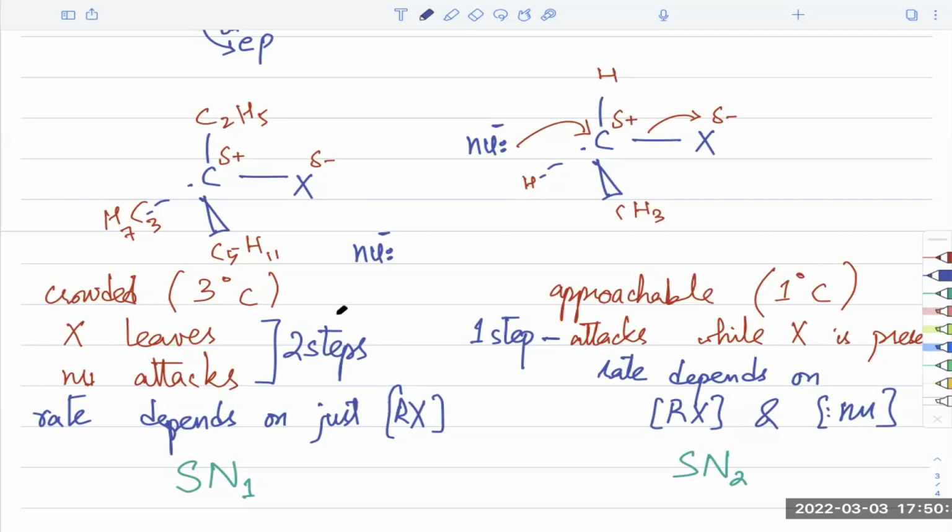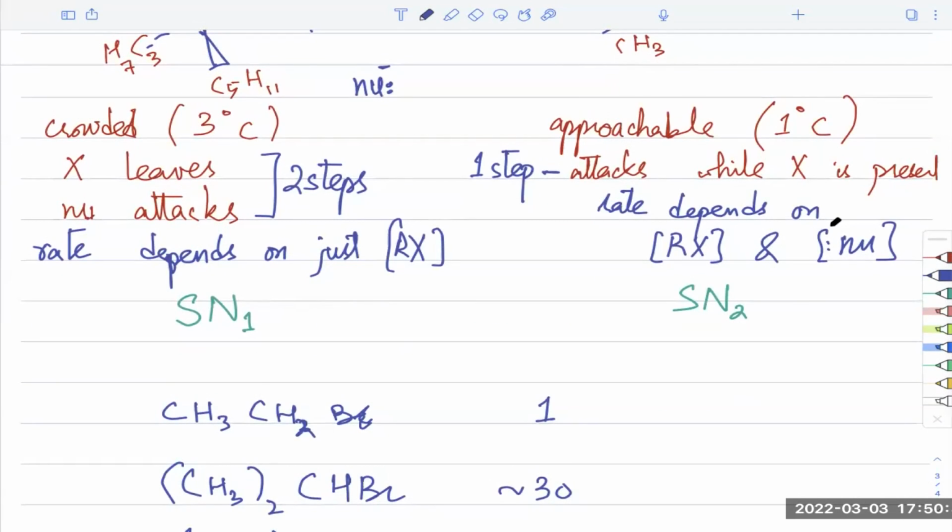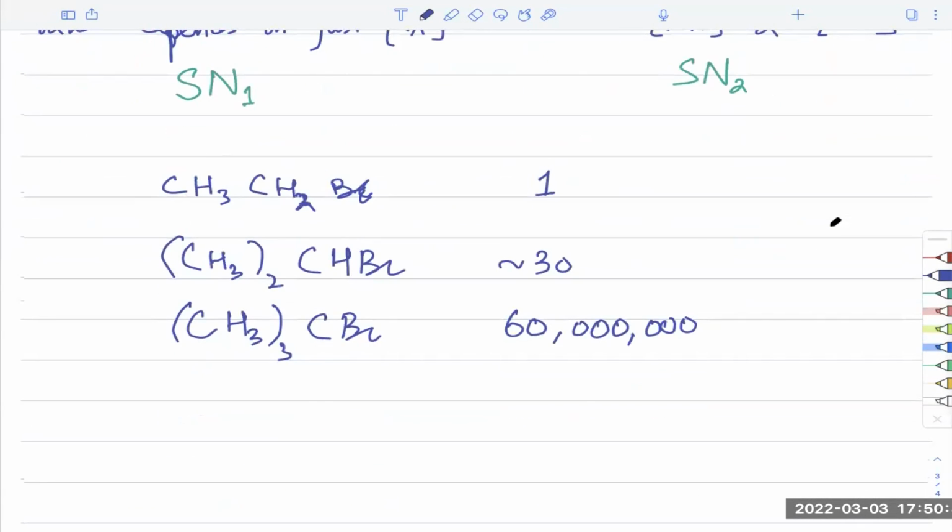SN2 का मतलब है कि जिसमें वो one step में हो रहा है. So this favors SN2. So if I were to write the favorable things, this will favor SN2, this will favor SN1. SN2 का मतलब है कि वो nucleophilic substitution करेगा in one step and the rate will depend on both the halogenalkane and the nucleophile.